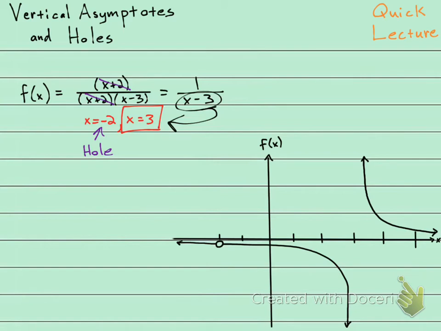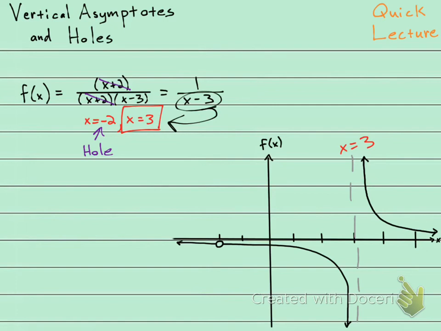Look at what happens down here at my graph. You can see that there is an imaginary vertical line right here that the graph doesn't touch. So that is going to be my vertical asymptote, and the line is x equals 3.